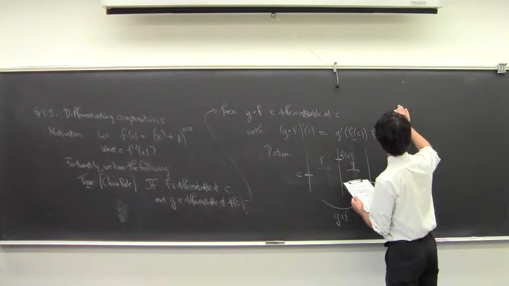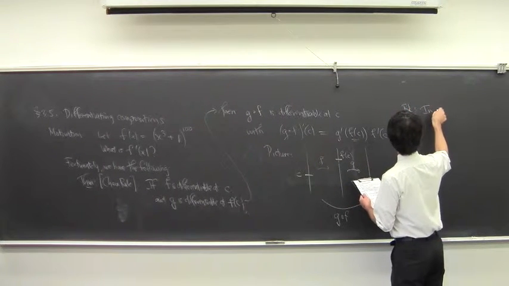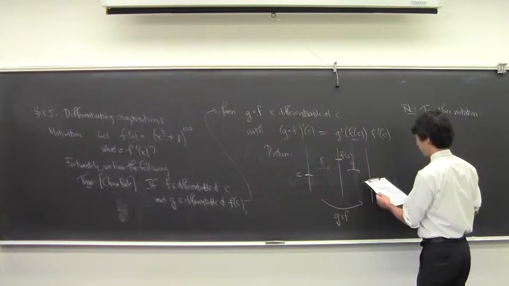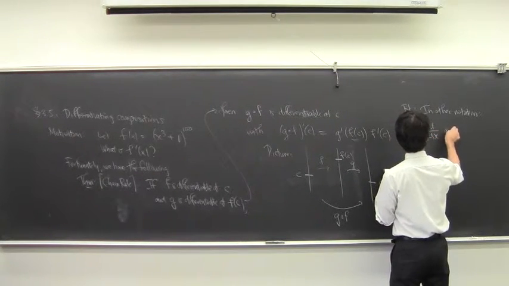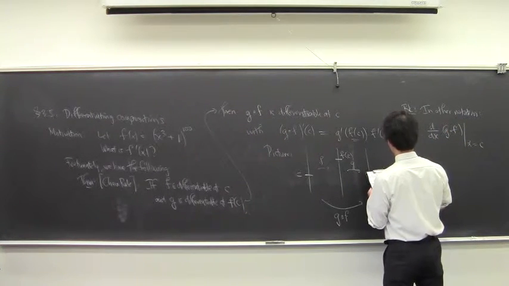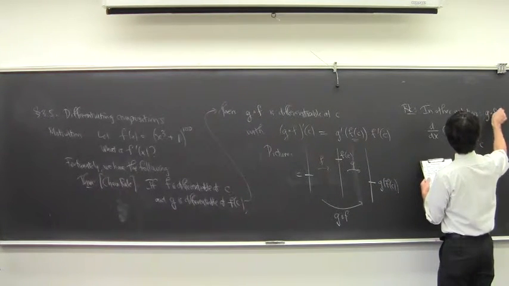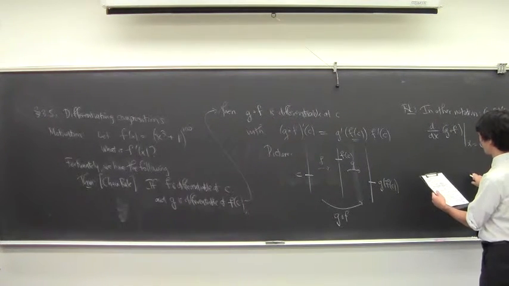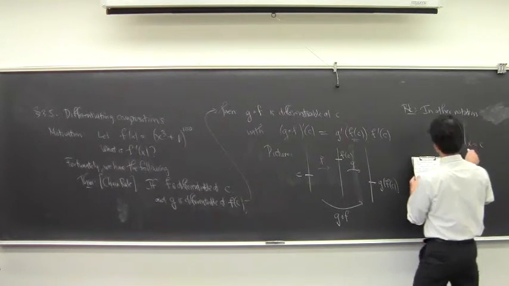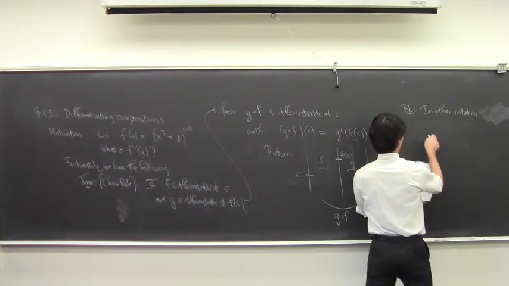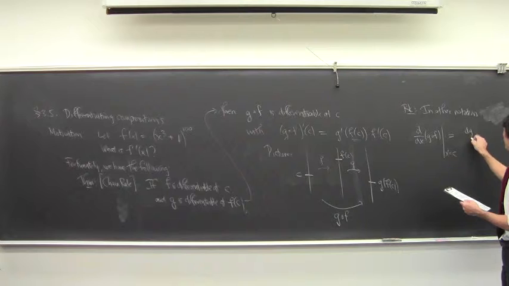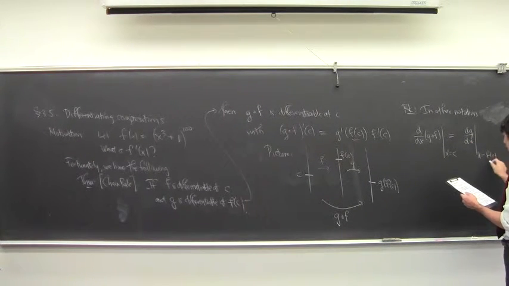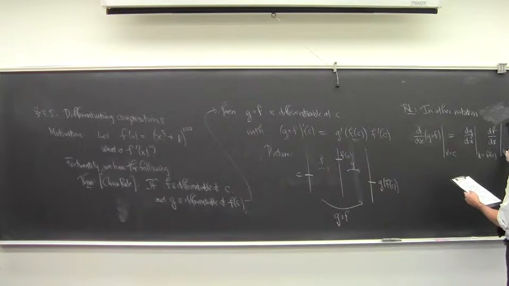So let me just put up how this is written in other notation. People write this like this: the derivative of the composition at x equals c equals dg du at u equals f of c times df dx at x equals c. So this is another way that people write the chain rule.